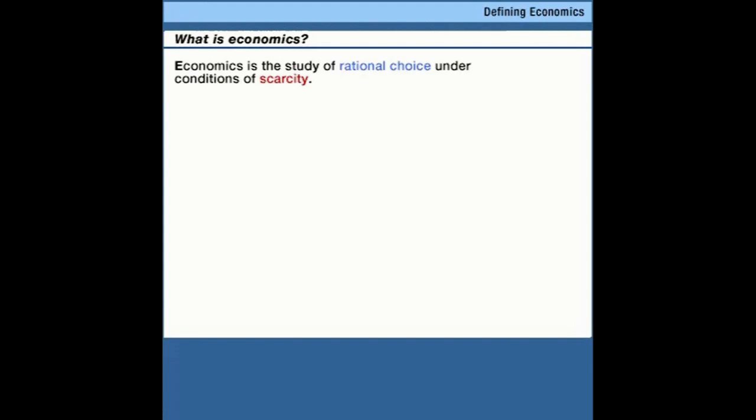That definition has two terms in it that are key. The first is scarcity. Scarcity means an imbalance between the amount of something that people want and the amount that's freely available. One of the best ways to come to grips with the concept of scarcity is to try to imagine something that isn't scarce. What would that be? Sometimes students suggest air isn't scarce, it's all around us. Yes, but the kind of air that people want, clean, breathable air, is certainly scarce, and especially scarce in cities with a lot of pollution.